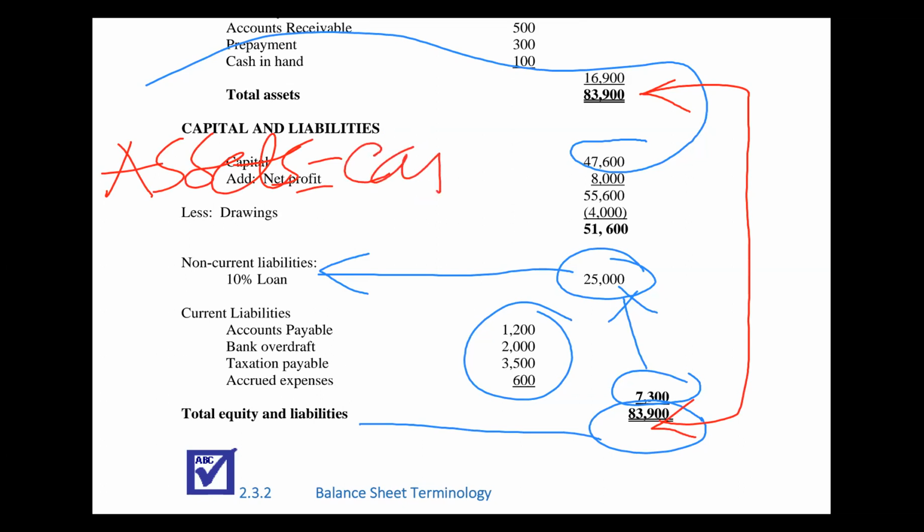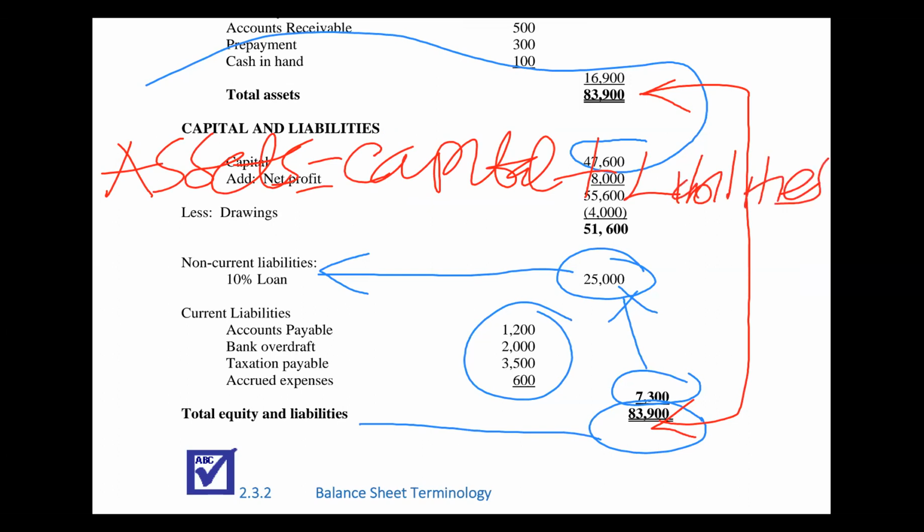You say capital plus liability. So total assets is equal to capital plus liability, which is the same as the total equity and liability. So these should be equal. So once you are following this format, you're using this form of the accounting equation.